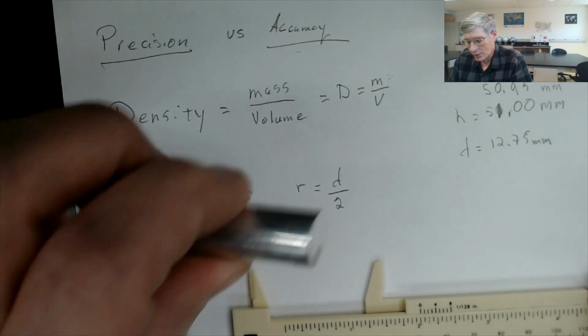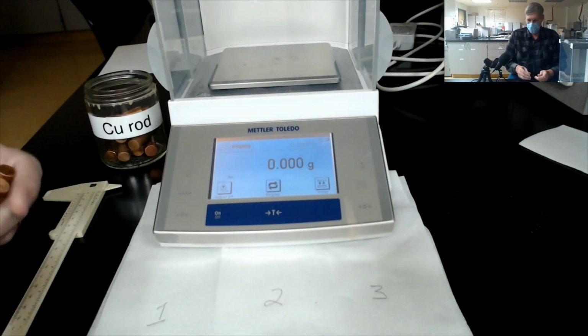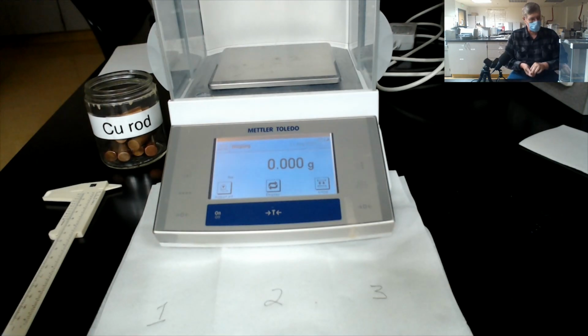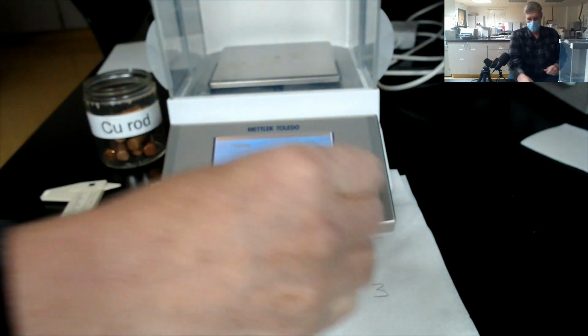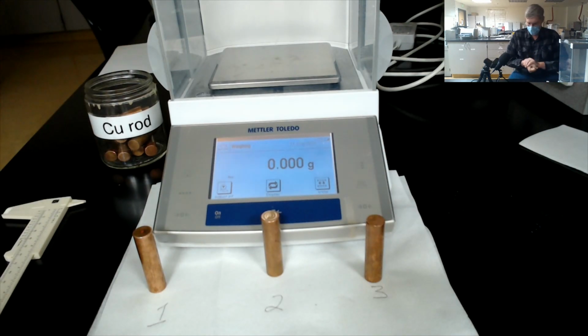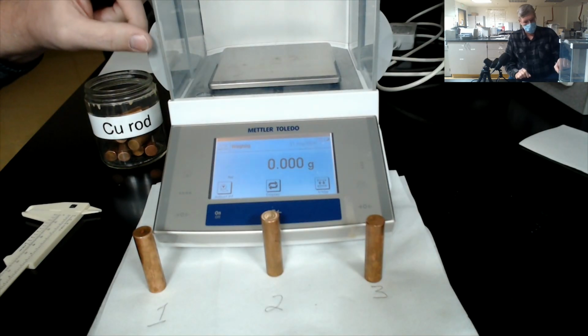Okay. Now that concludes our demonstration on how to use a caliper. We are going to begin our density lab by choosing a metal rod. Today we're going to choose copper. So we're going to take 3 metal rods of copper, and we're going to record mass, density, and volume. We're going to do volume 2 different ways, but we're going to do mass directly.